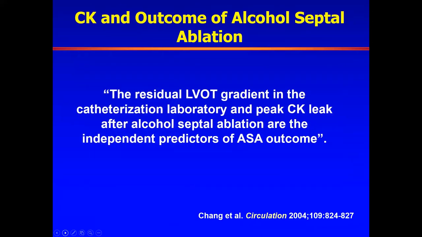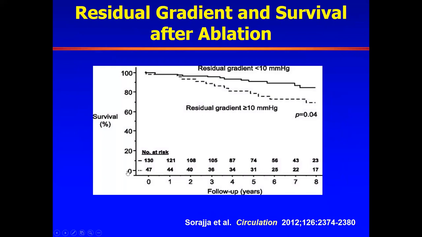One of the bad predictors of worse outcome is the residual gradient. Again, this is work with Dr. Chang years ago, showing that a patient who leaves the cath lab with a large gradient and who achieves a small myocardial infarction does not tend to do well. Again, similar findings by the Mayo Clinic. Here, the gradient is not measured by echo, but measured by cath. The outcome is best when the patients leave the cath lab with a gradient less than 10 millimeters mercury.